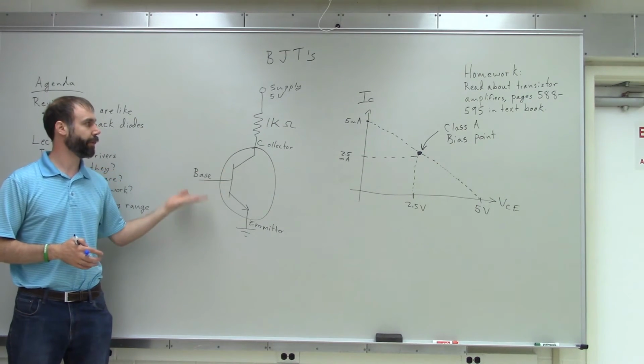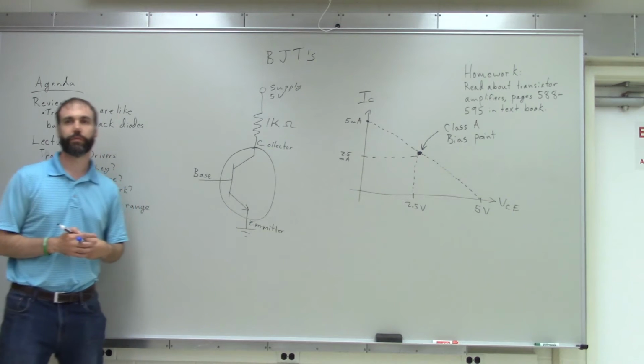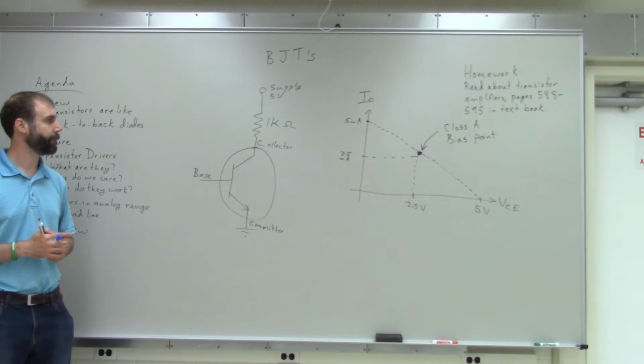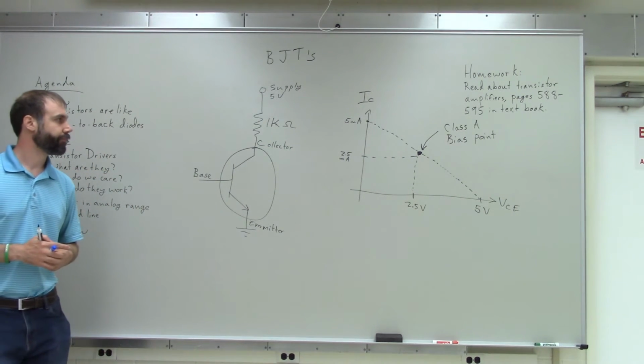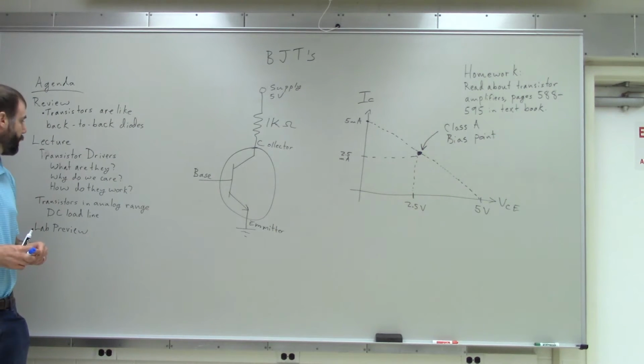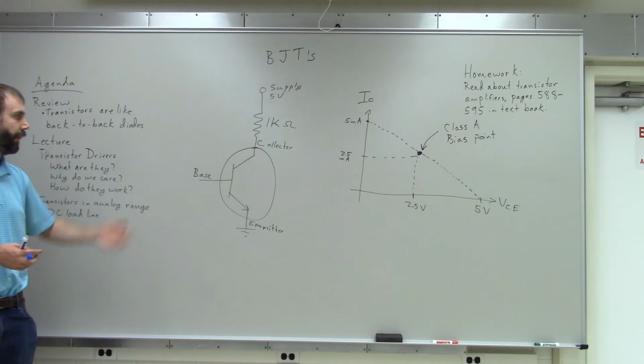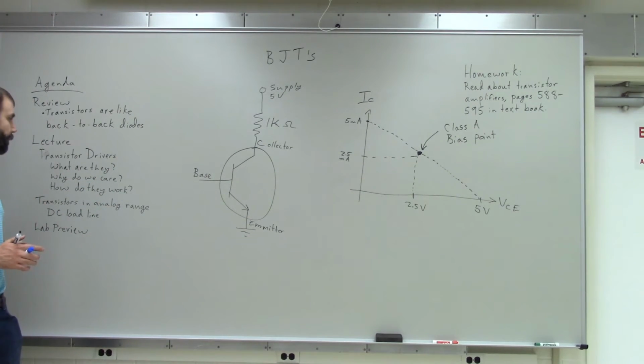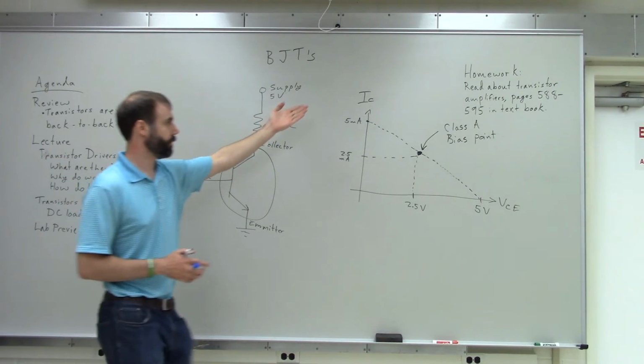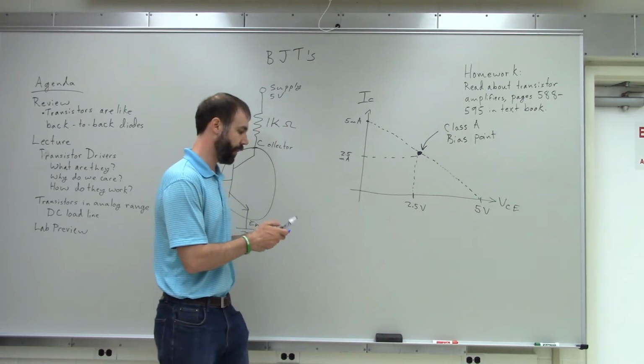So, any questions about this type of circuit? All right, so that is how we can use transistors in the analog range. This graph is called the DC load line.